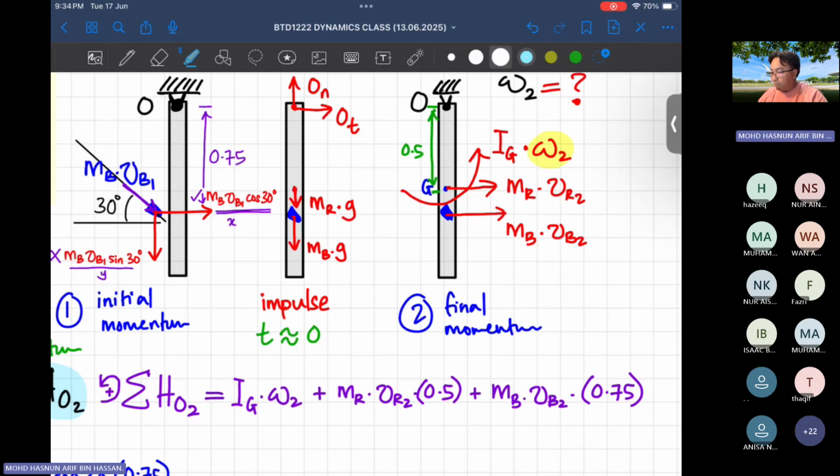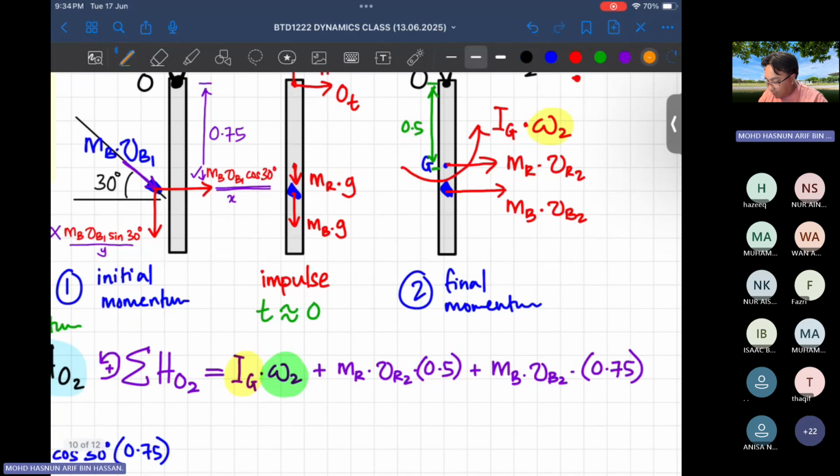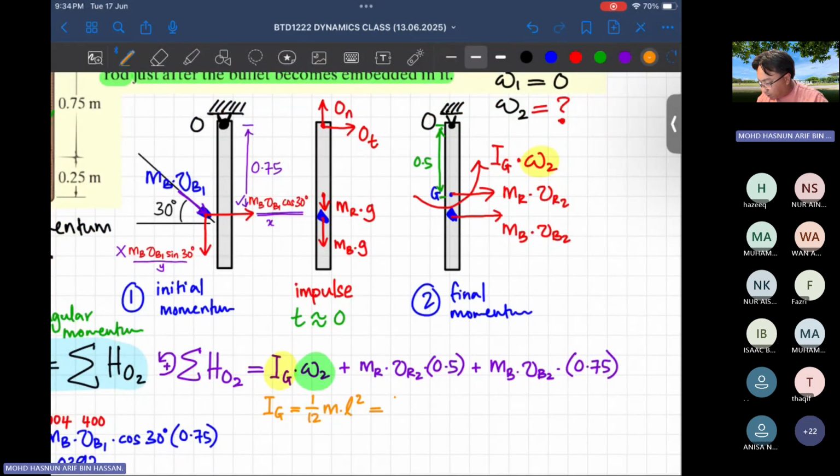There are a few things that we don't know here. The first one is omega 2. Yang ini kita nak cari. Omega 2 is the one that we want to find. Next thing yang kita tak tahu adalah IG. IG kita tak tahu, tapi kita boleh calculate. So let's do that first. Okay, so IG is, this is a slender rod, so 1/12 ml square. Okay, ml square, which is 1/12, m is 5 kg and L is 1 meter square. So you will get IG is equal to 0.4167 kg meter square. Okay, itu adalah kita punya IG.